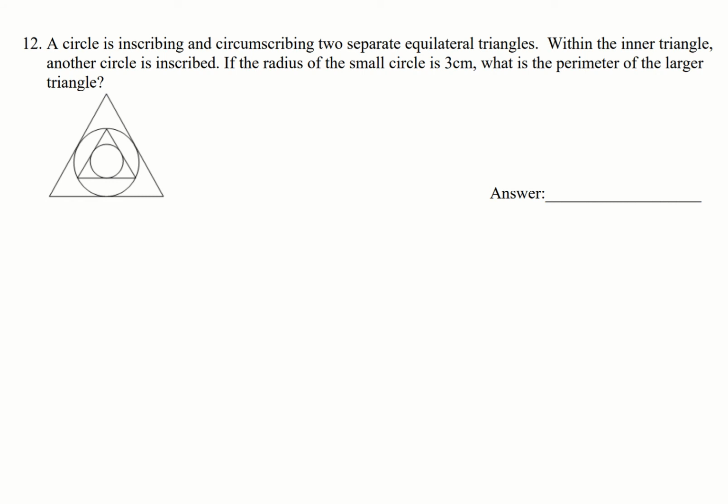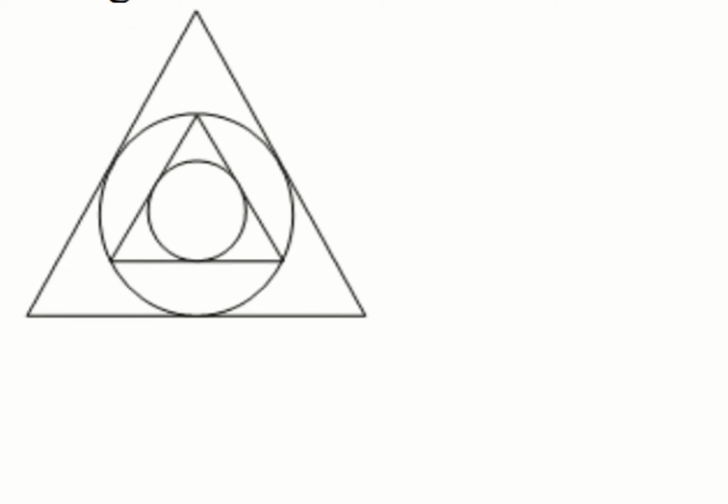This is question number 12 from section 2.5, and the question is, you have a circle inside an equilateral triangle, and then you have another circle and an equilateral triangle, okay? It says, within the inner triangle, another circle is inscribed. If the radius of the small circle is 3 centimeters, okay, so from here, I'll just expand this up. So from here to there is 3 centimeters, okay?